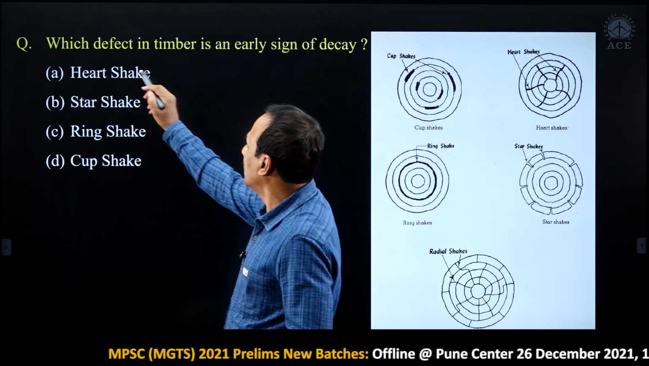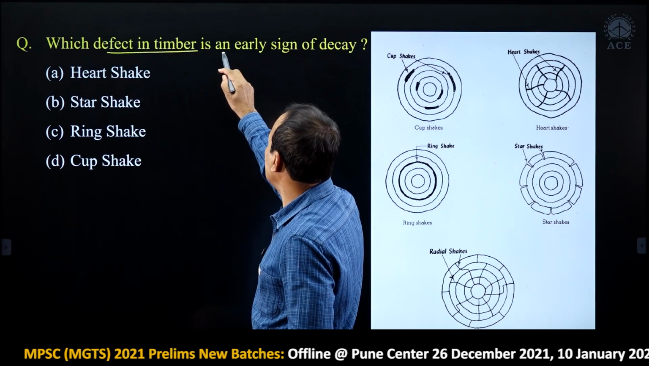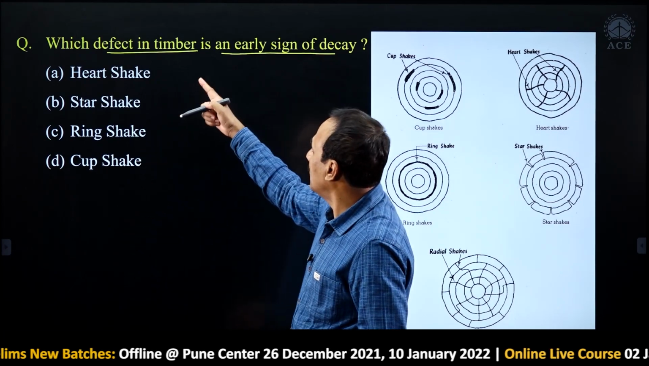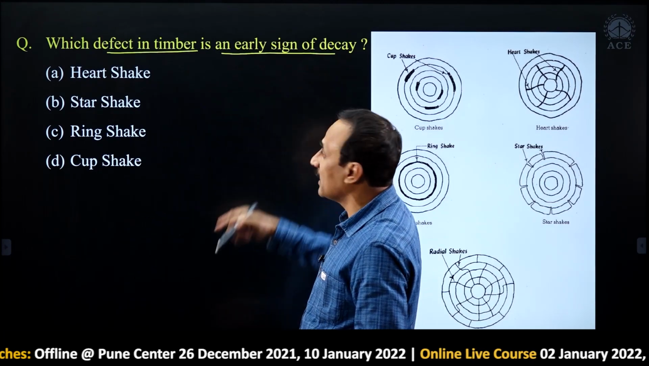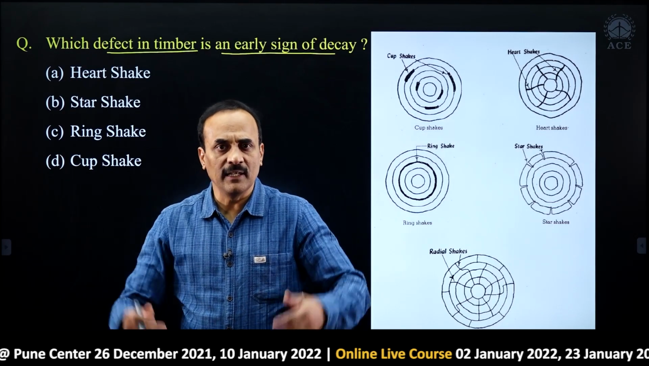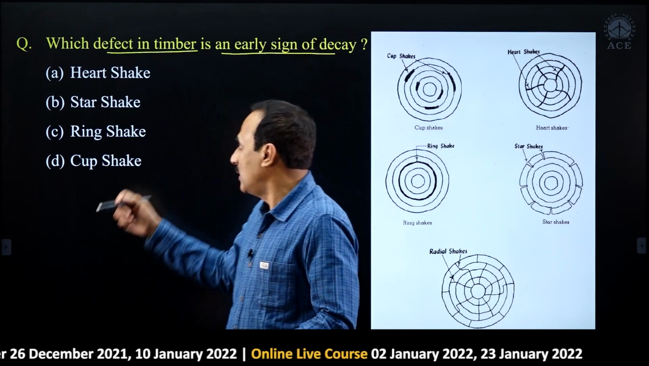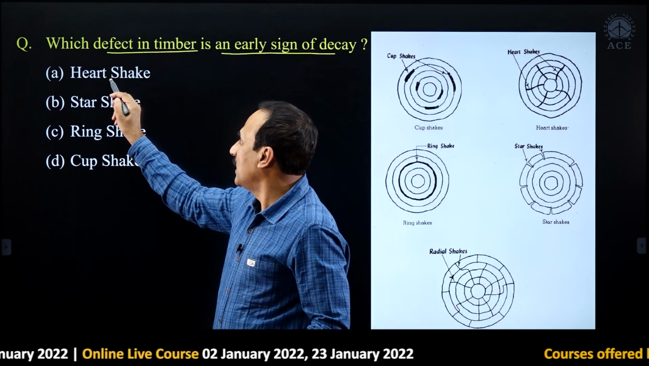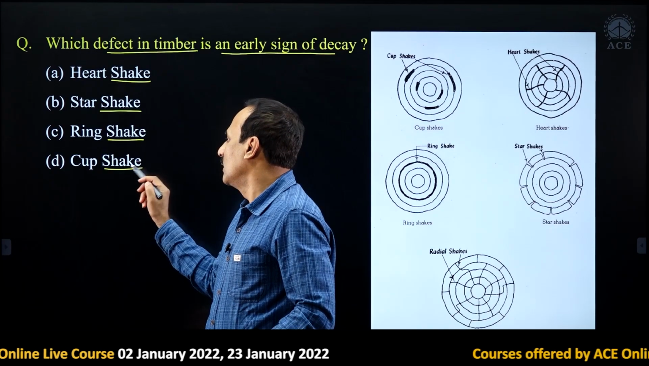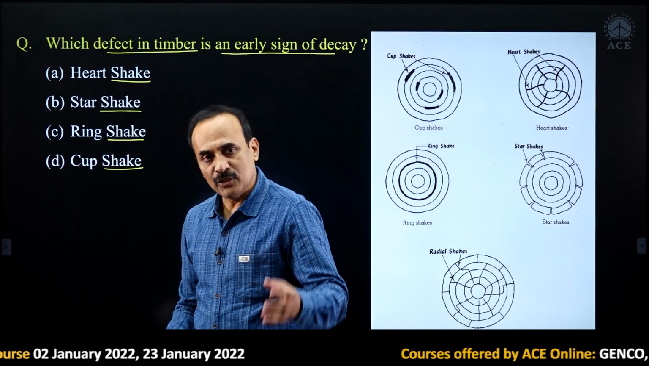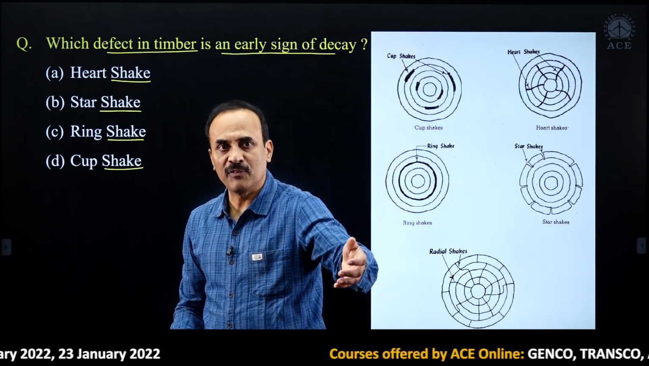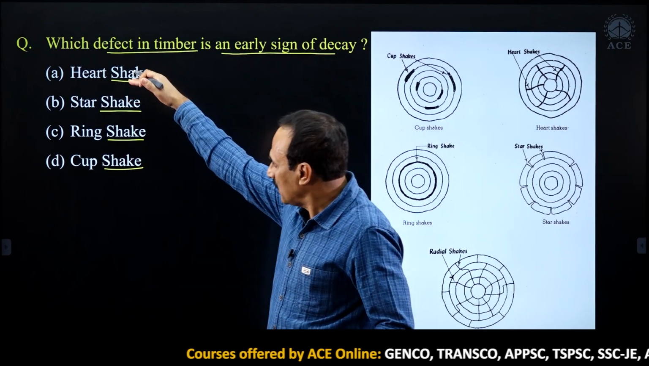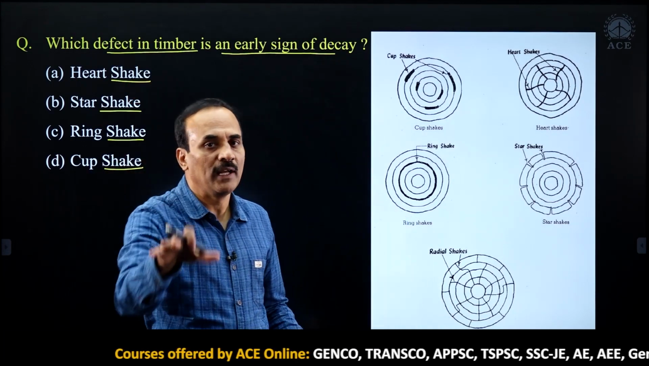See the question: which defect in timber is an early sign of decay? Sign means indication of decay. Especially if the tree is standing, you can get a lot of defects, but presently if you look at the options, they have given all shakes only. Actually, you can have defects by fungus, defects by insects, defects by so many other things, but in the options they are concentrating only on the shakes.